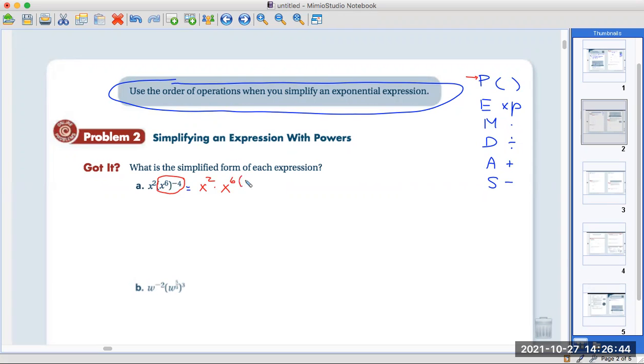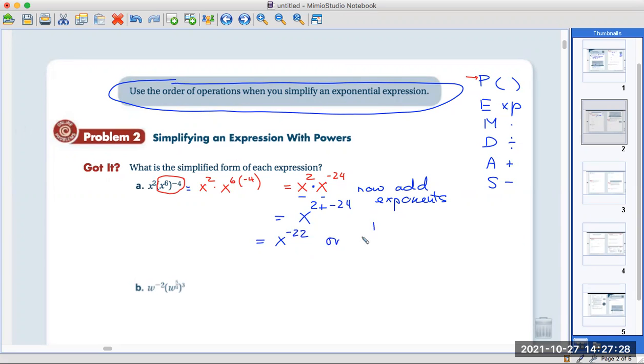6 times -4. It's x squared. 6 times -4 times x to the power of -24. Notice we have same bases and we're multiplying. So we now add exponents. So first we multiply, then we add it. So we have x, 2 plus -24 is -22.